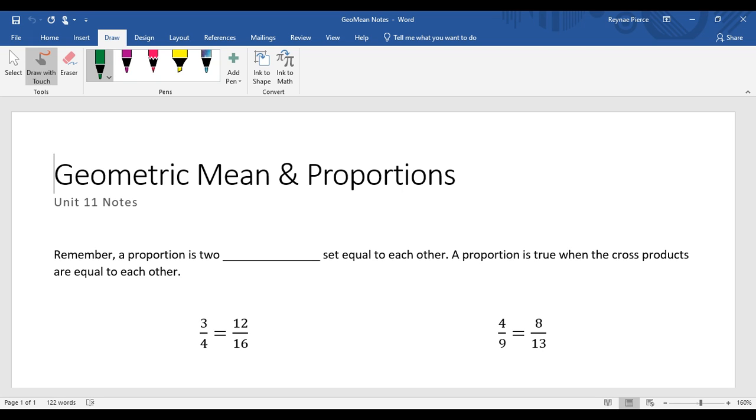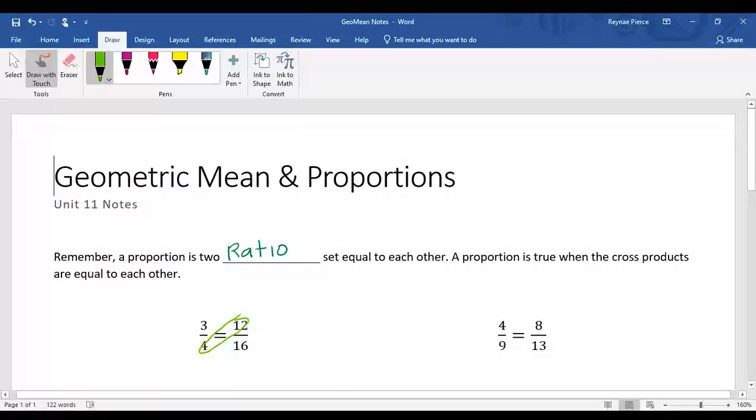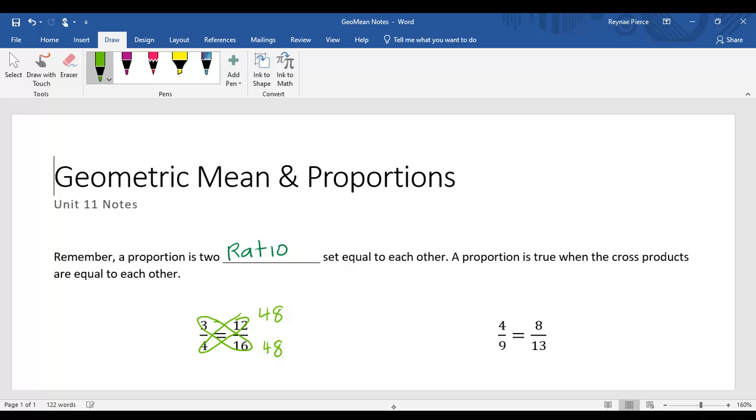All right, these geometric mean notes are going to piggyback off of what we did with similar triangles and proportions. Just remember that a proportion is two ratios that are set equal to each other. And when a proportion is true, that means that their cross products are equal to one another. So when we look at this first proportion here, 4 times 12 is 48, 3 times 16 is 48. Since those cross products are equal, yes, that is a true proportion.